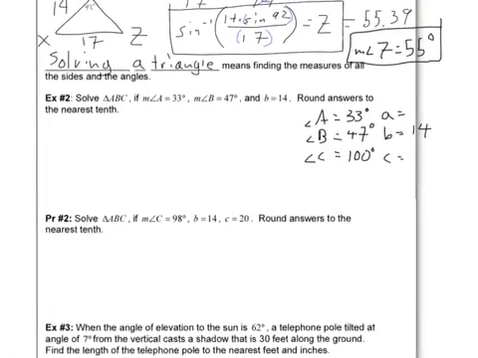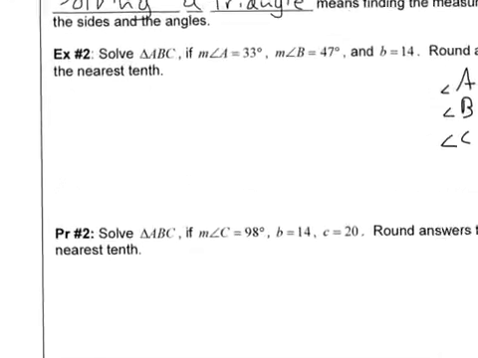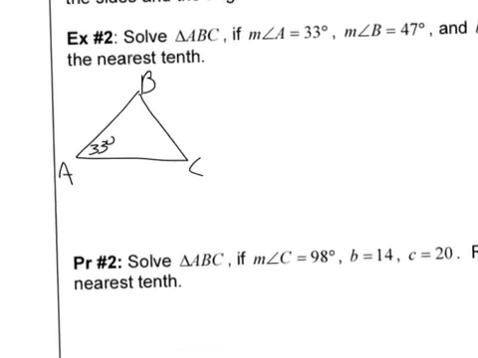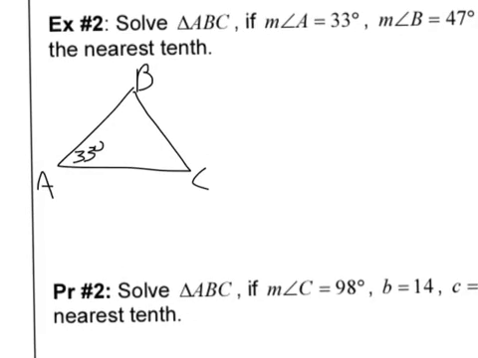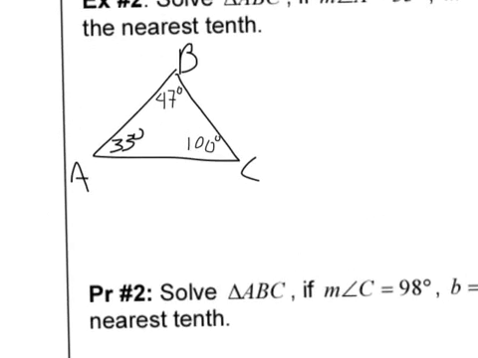And we could do that, doing the same thing we've been doing this whole time. I recommend that you draw a picture of the triangle though, just to help you visualize where everything goes. So A is 33 degrees. I'll zoom in so I can put it all in there. B is 47 degrees. And C is 100 degrees. And we said that side B is 14. So this is 14. This would be side A. This would be side C.